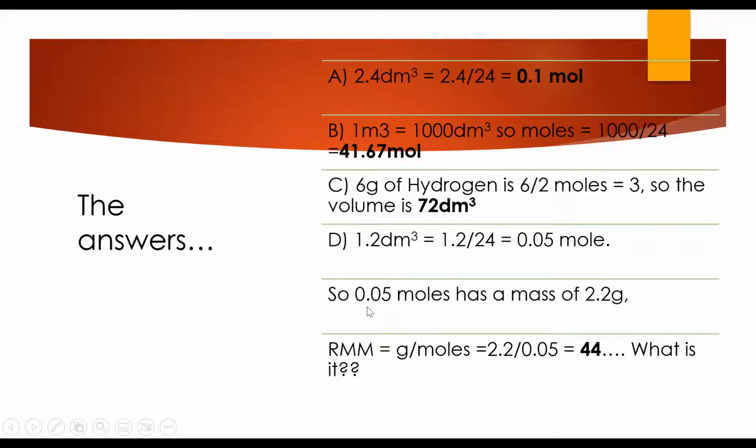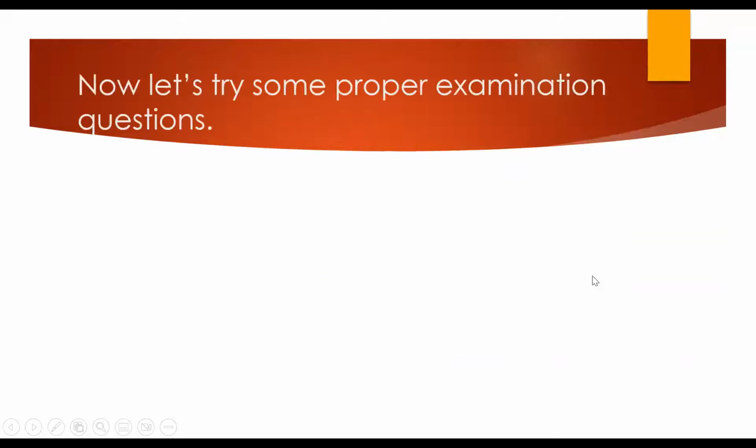From the question, 0.05 moles has a mass of 2.2 grams. Now, from the very first triangle, RMM is grams over moles, which is going to be 2.2 over 0.05, which is 44. What could it be? Well, it could be carbon dioxide.